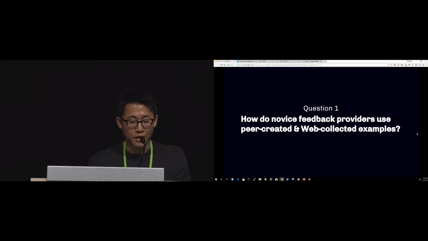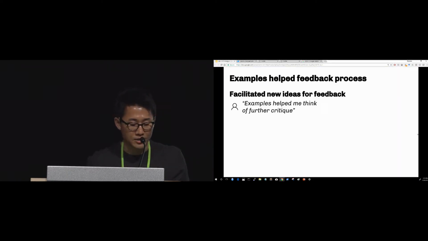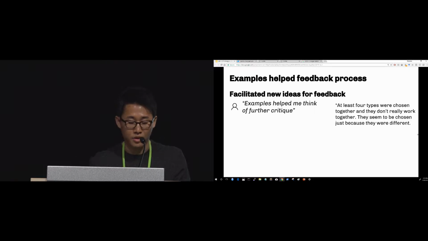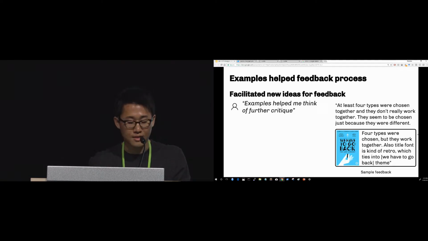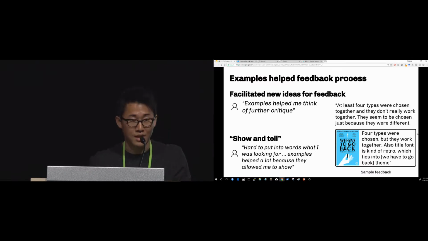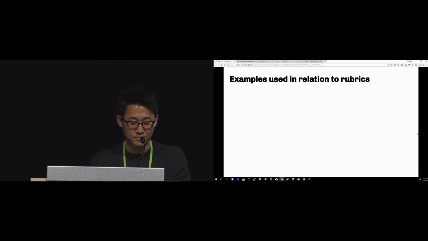So how did novice feedback providers use peer-created and web-collected examples? First, examples facilitated new ideas for them. Here on the right, a feedback provider points out the lack of working consistency among different types used in the target design. He then supplements his comment by finding an example that also uses 4 types that he thinks actually work together. Going beyond just the types, he also mentions how the choice of the type matches the broader theme of the design, which is retro. In addition, participants mentioned that the visual nature of examples helped them to show and tell their thoughts.